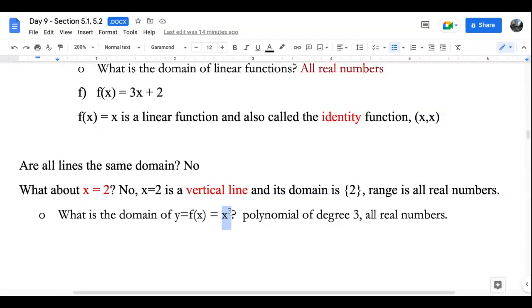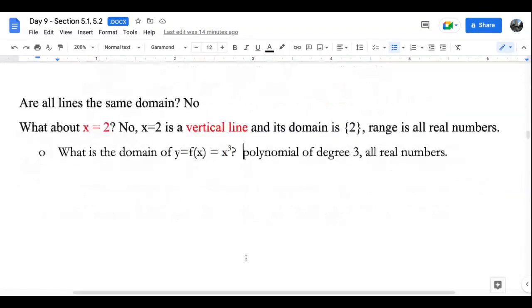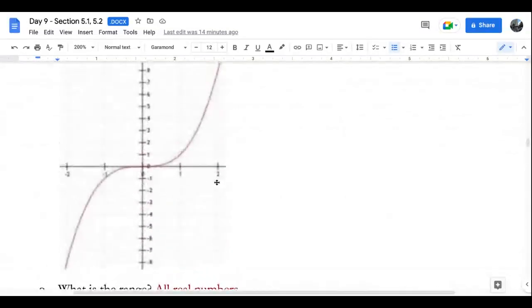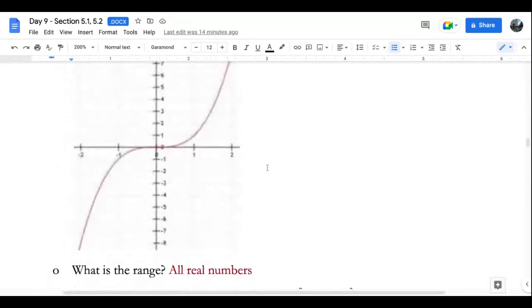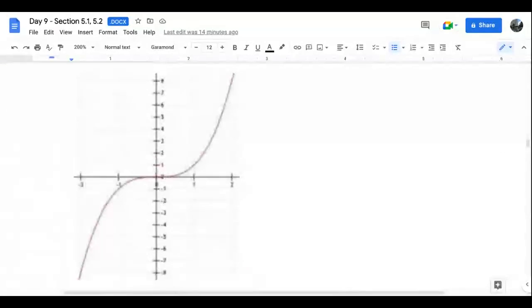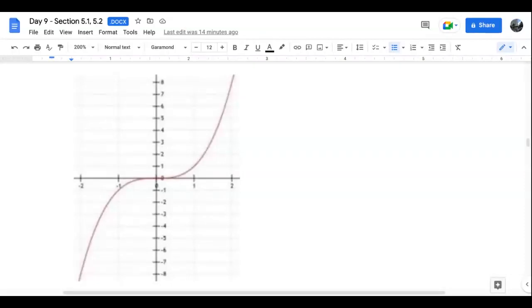Now a function defined by x cubed, a polynomial of degree 3. The domain is all real numbers. The graph looks like this. So this is a graph of x cubed, okay? You can remember it by raising your right arm up, left hand down. So this means when x approaches infinity, the y value also approaches infinity.